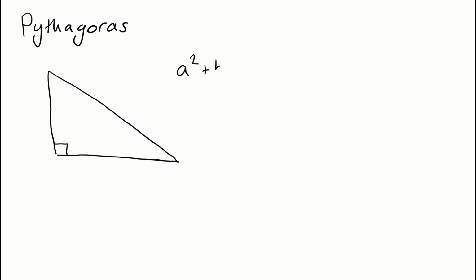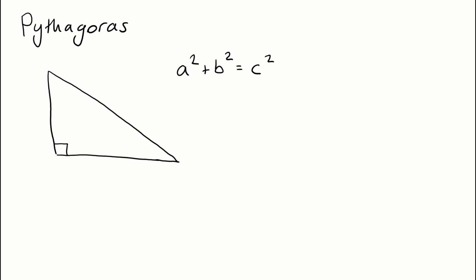So if we've got a right-angled triangle, which looks something like this, and we make sure we denote that with our little box in the corner there, then the Pythagorean theorem says that a squared plus b squared is equal to c squared. Okay, what does this mean? Well, first we've got to understand what A, B, and C are. So A, B, and C are the sides of our right-angled triangle.